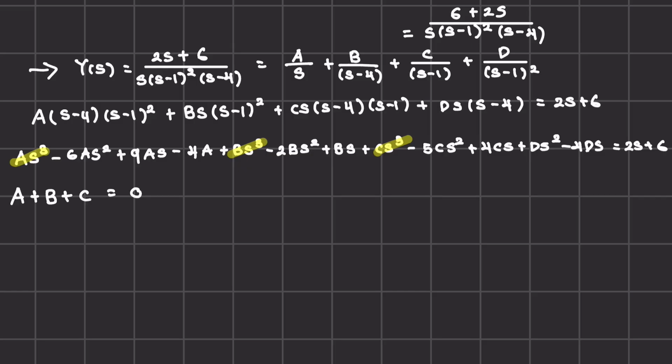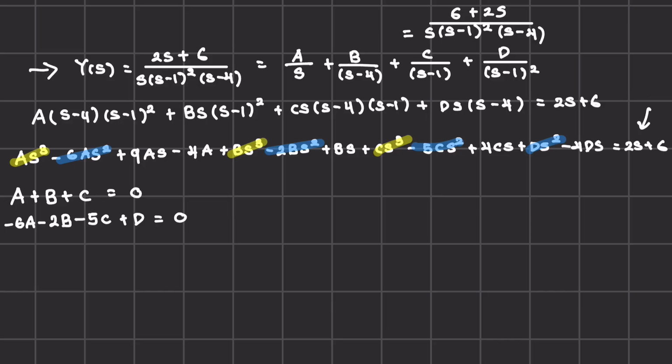Now, let's group all of our s squared terms. Doing so, we have negative 6A s squared, negative 2B s squared, negative 5C s squared, and D s squared. So we have negative 6A minus 2B minus 5C plus D, and everything here is equal to 0, because on the right-hand side of the equation we have 0 s squared, not cubed.